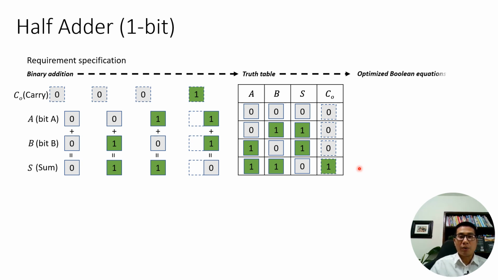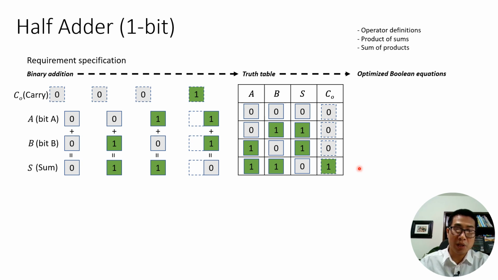Now from the truth table, we're going to produce the optimized Boolean equations. How can we produce this? We're going to simply use the operator definition. If the output is simple enough, that just one logic operator is going to help us produce the result, then we should do that. Otherwise, we may apply product of sums or sum of products to generate the Boolean equation.